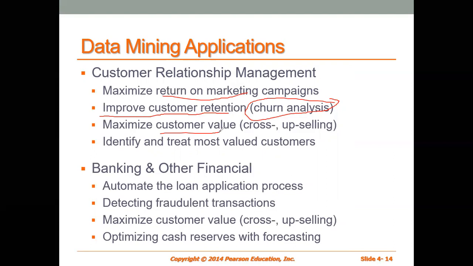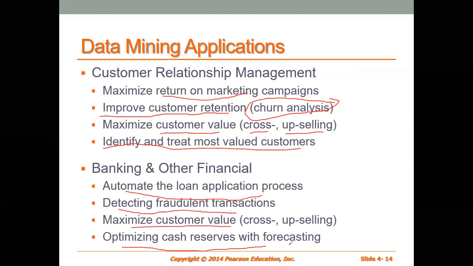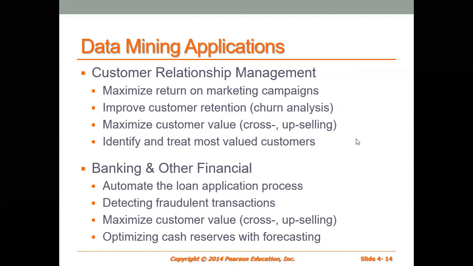How can you maximize the customer value? It's called cross-selling and upselling. And identifying and treating the most valued customers. Some customers are very valuable and give you a lot of revenue, so you have to identify them, treat them well, and give them more respect and bonuses. In the banking sector, you can automate the loan process, detect fraudulent transactions, maximize customer value, do cross-selling and upselling, and optimize cash reserves in forecasting. So it can be used in banking as well as in customer management.